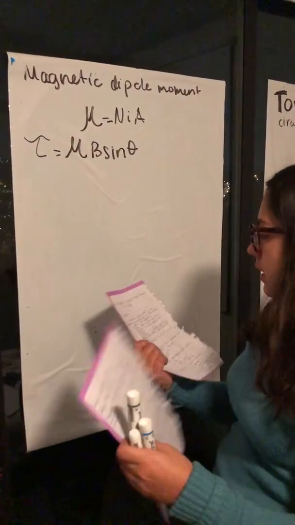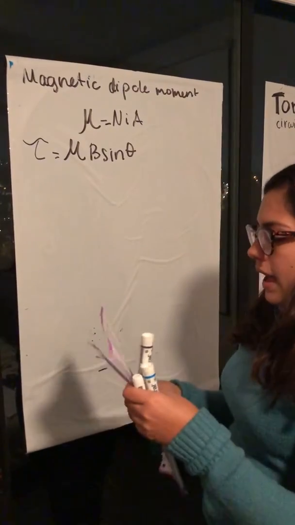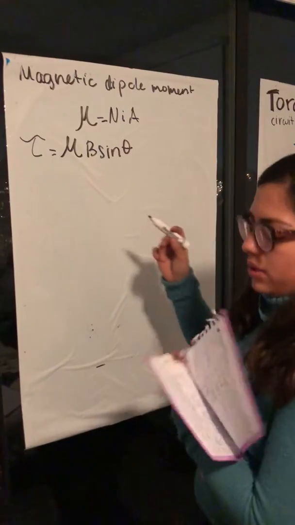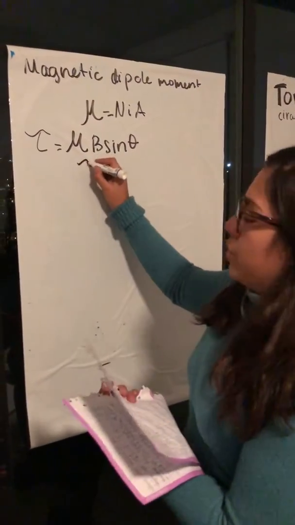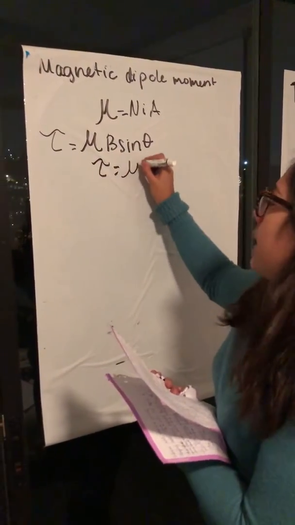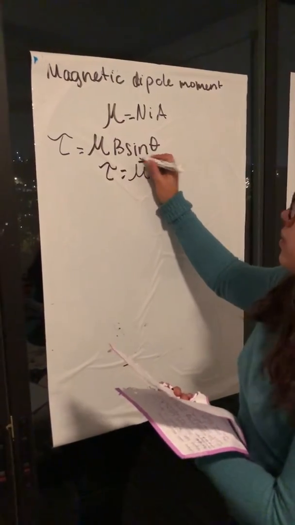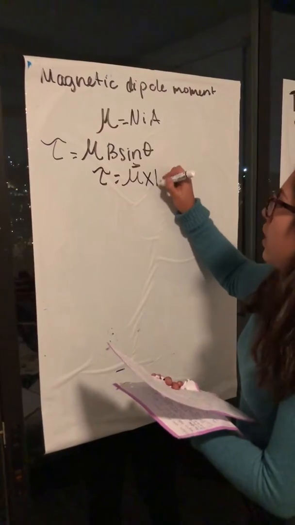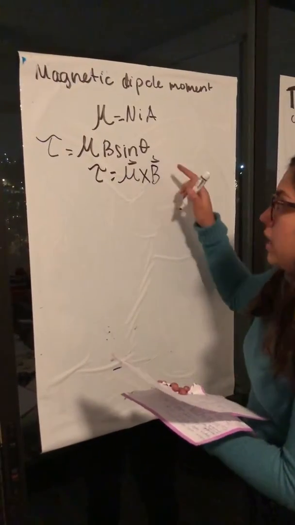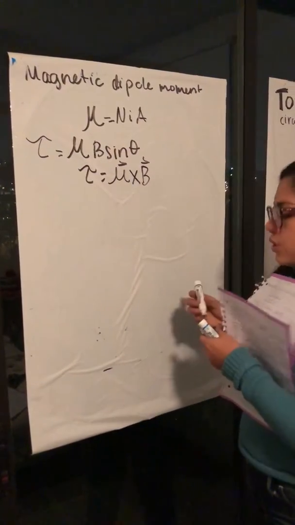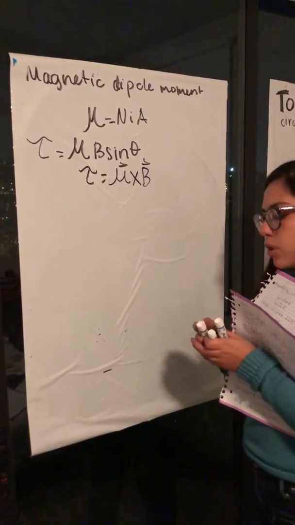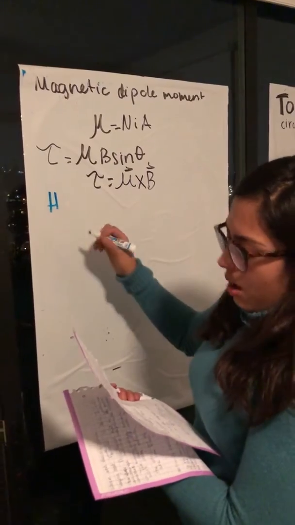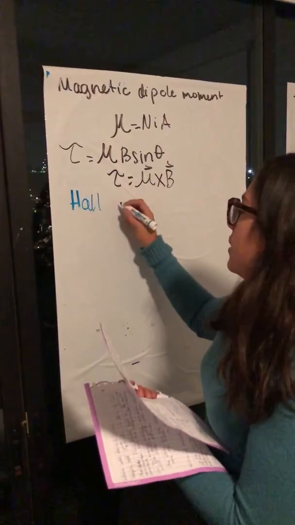Saying so that at the end, if we wanted to find again the vectorial component, we would say that the torque would be equal to the magnetic dipole moment. We must clarify that it's the vector, the cross product of it with the magnetic field, and it's also a vector. So another really important topic to talk about is Hall effect.